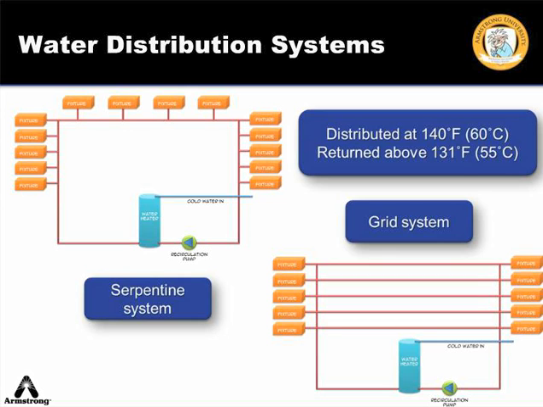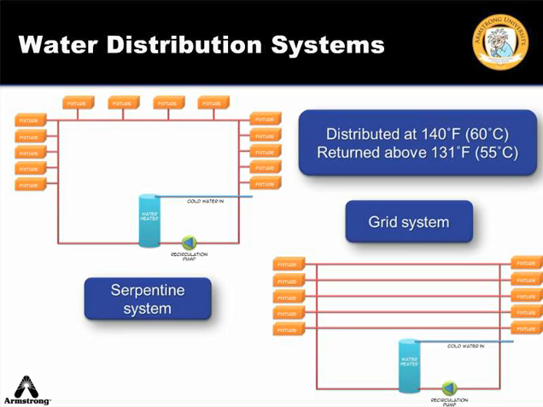Water should be distributed at 140 degrees Fahrenheit and returned to the heat exchanger above 131 degrees Fahrenheit. Temperatures should be maintained 24/7. Even at 140 degrees Fahrenheit, there is still no guarantee that all parts of the hot water system can be maintained at these temperatures.